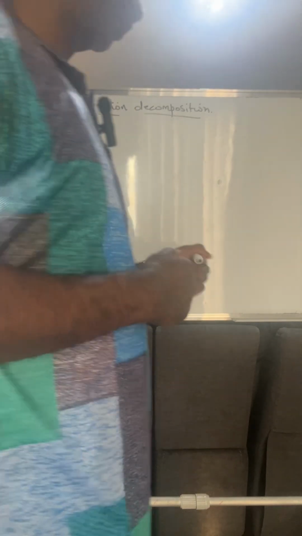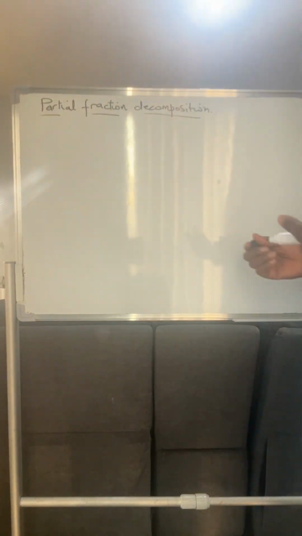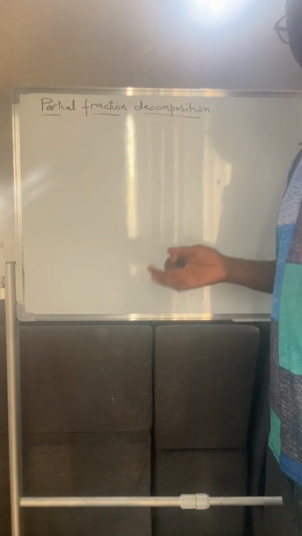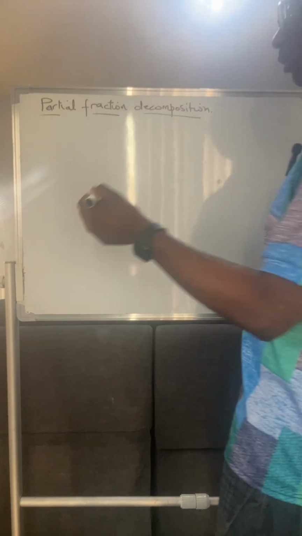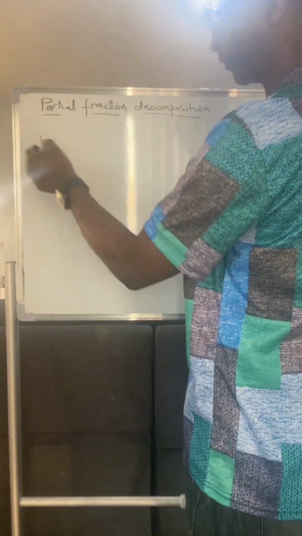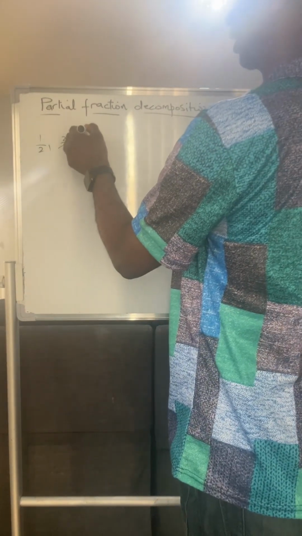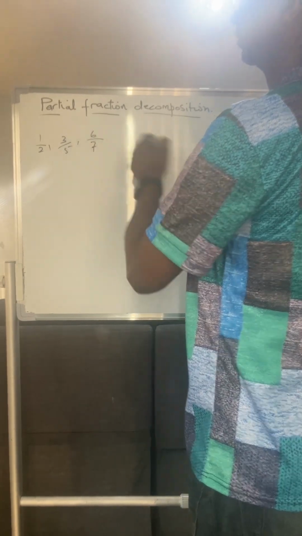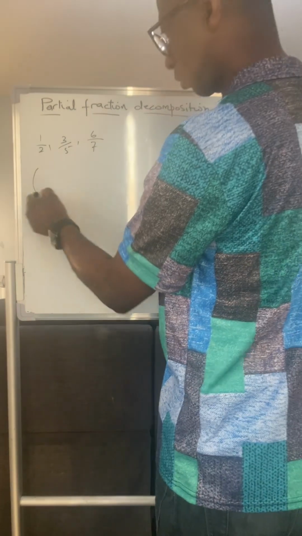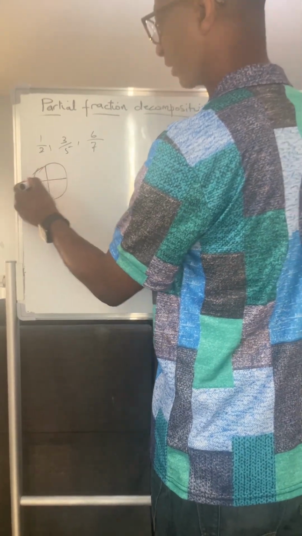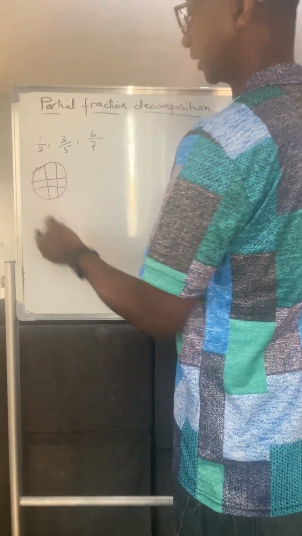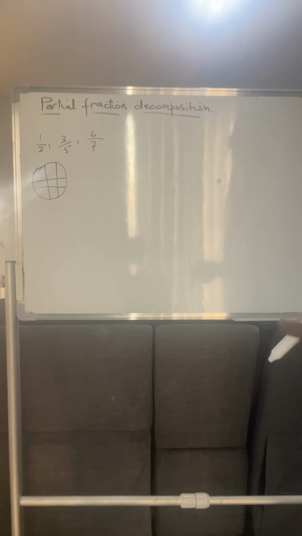We all know what a fraction is. A fraction is part of a whole. If you have 1/2, this is a proper fraction. If you have 3/5, it's another proper fraction. 6/7, these are all fractions, because it's part of a whole. You have a whole thing, and then you keep dividing it into various segments, so you get a fraction of that whole.